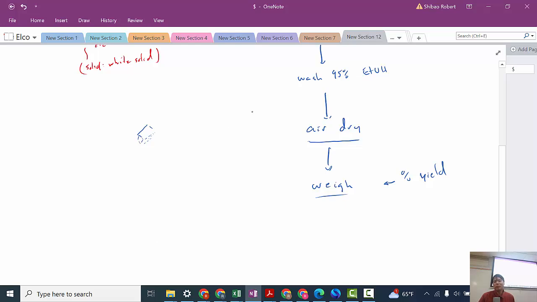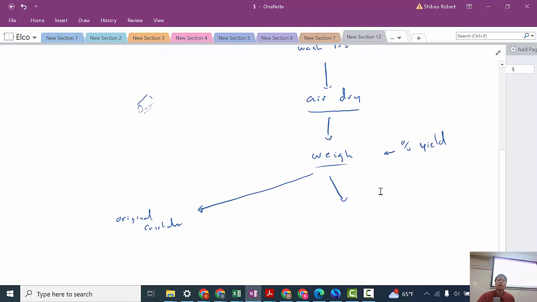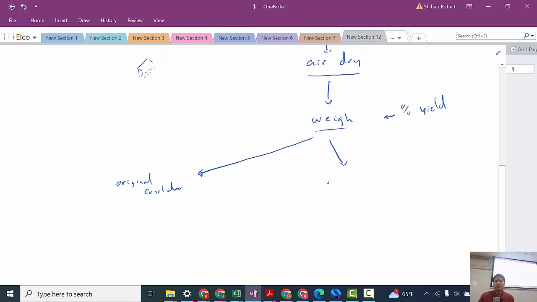But what if you didn't get big crystals? Then what we're going to do is weigh this. We're going to get some kind of percent yield, and then we're going to divide this into just the original sample. And then some of these crystals, we're going to try a process called recrystallization.